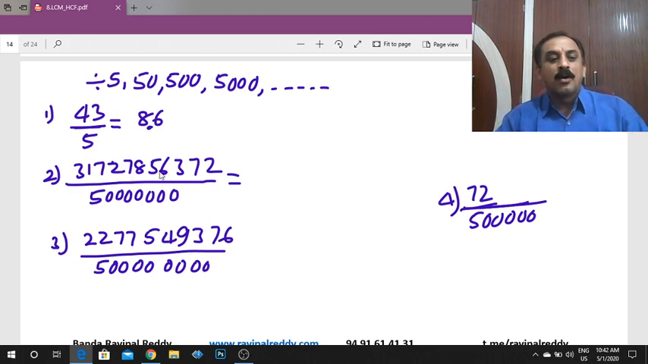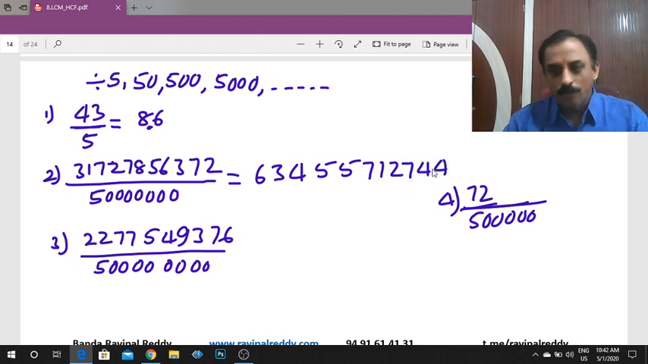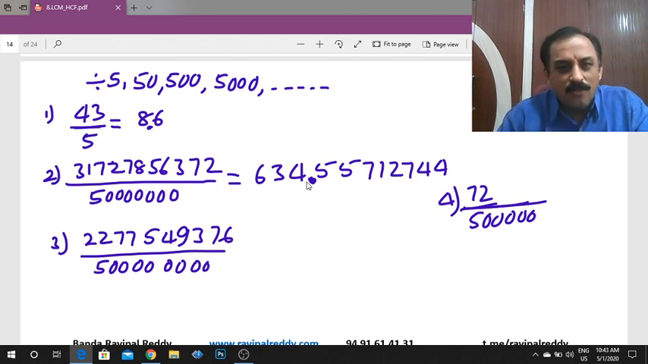Now see here. First double the numerator. What is the double of this number? 6, 3, 4, 5, 5, 7, 1, 2, 7, 4, 4, 4, 4. Then after that, how many digits are there in the denominator? 3 plus 6, that is 8 digits. Put a point after 8 digits from the right side. So your answer is 634.55712744. That is the right answer.